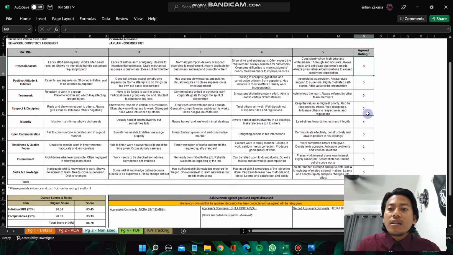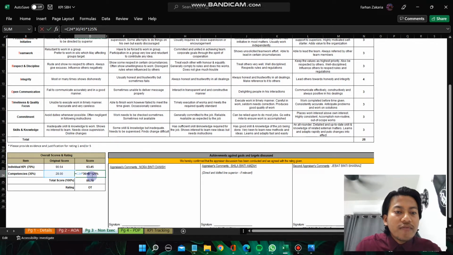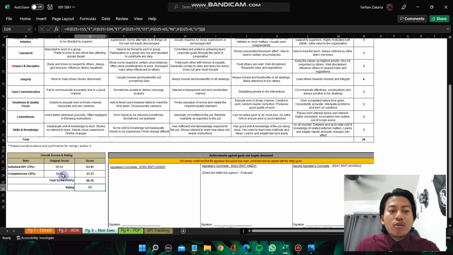So basically this 28 points will be divided by 45 points. As you can see from this competency of 30%, if you double click on the score, it will show you 30 over 20 over 45, and it will be multiplied by 125%. So you can get the answer for this 28 points on this competency.